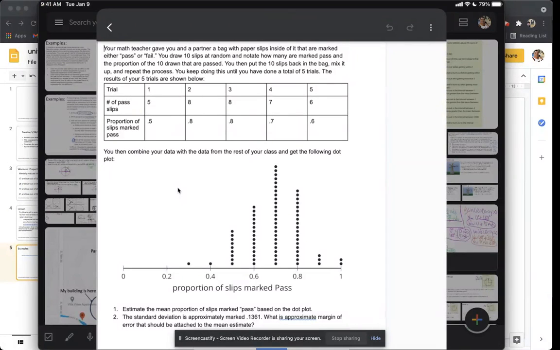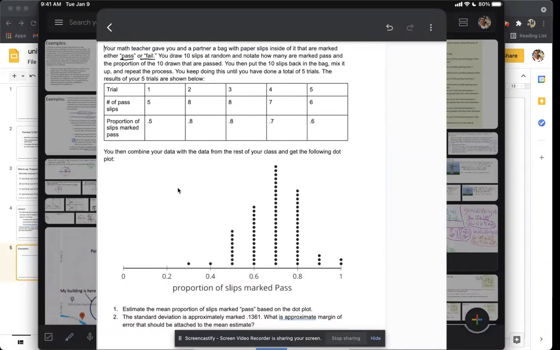Your math teacher gave you and a partner a bag with paper slips inside of it that are marked either pass or fail. You draw 10 slips at random and notate how many are marked pass and the proportion of the 10 drawn that are passed. So in other words, they pick 10, they mark how many are marked pass, and then the proportion is another word for a percentage. So the percentage of the 10 that are passed.